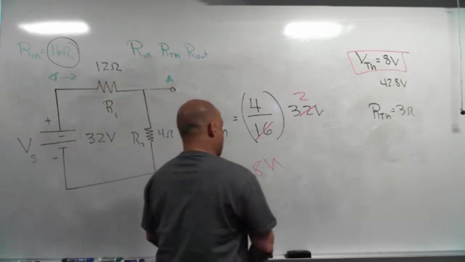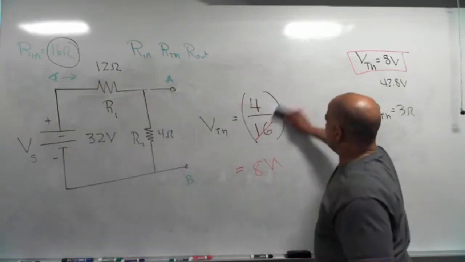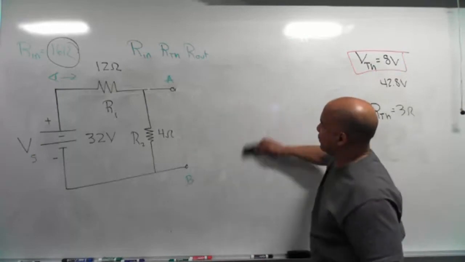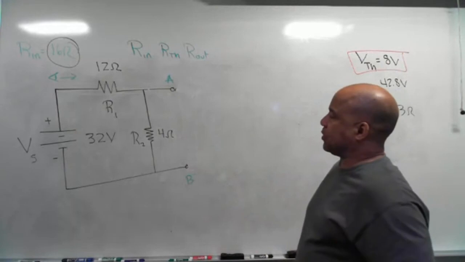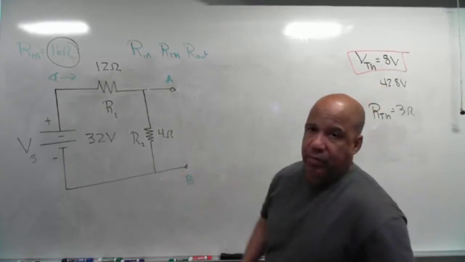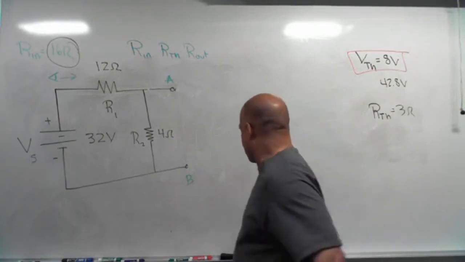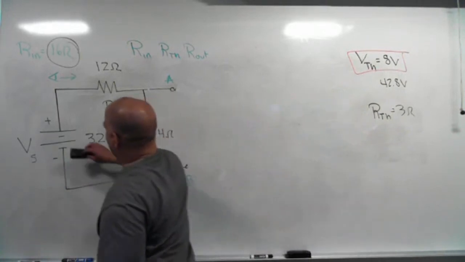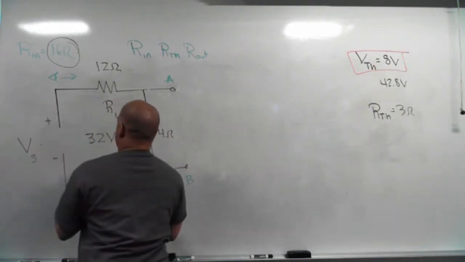Well, if there's no questions over VTH, now we got to find RTH. So to find RTH, I got to set the power source to 0. That's a voltage source. If it was a current source, I would set it to 0 by removing it, that is, opening up the circuit. This case is a voltage source. So what I do, I take it out of the circuit and I replace it with the short circuit.